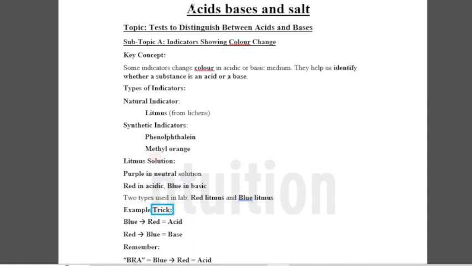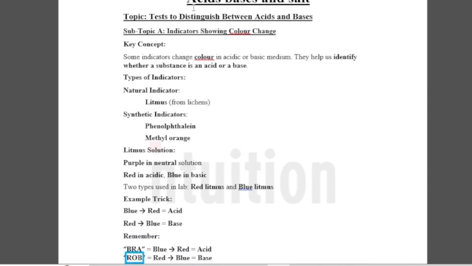Example trick: blue to red is acid, red to blue is base. Remember, BRA: blue, red is acid. ROB: red, blue is base.